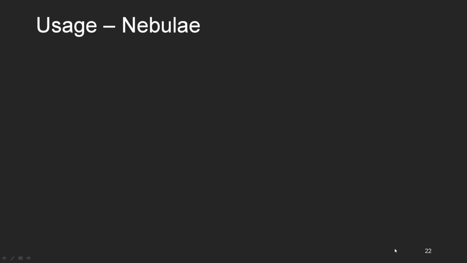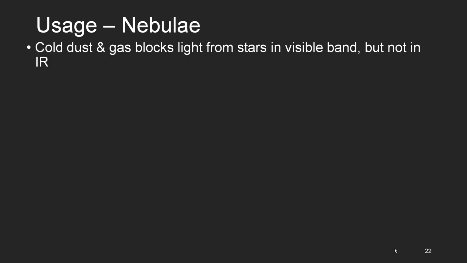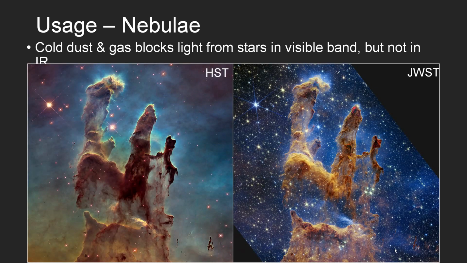The last amateur application of infrared imaging I have to share is of emission nebulae. Cold dust and gas can block light from stars in the visible band, but not in the infrared. This fact is beautifully illustrated in this famous Pillars of Creation comparison between the Hubble Space Telescope and the James Webb Space Telescope. Note how many more stars there are visible in the JWST image. This is something that we as amateurs are also able to explore.